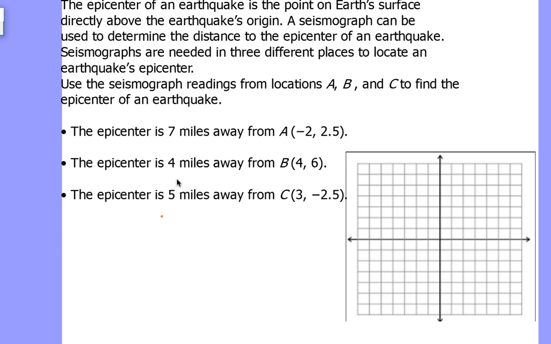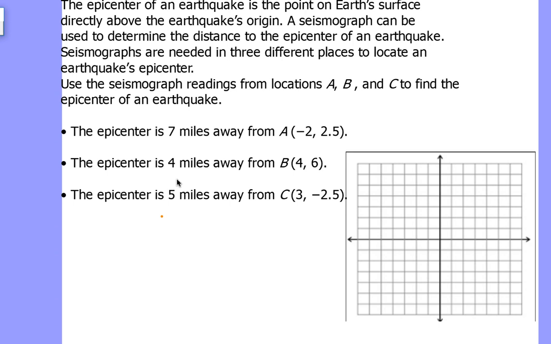A seismograph can be used to determine the distance to the epicenter of an earthquake. Seismographs, plural, are needed in 3 different places to locate an earthquake's epicenter. Use the seismograph readings from the following locations to find the epicenter of an earthquake.